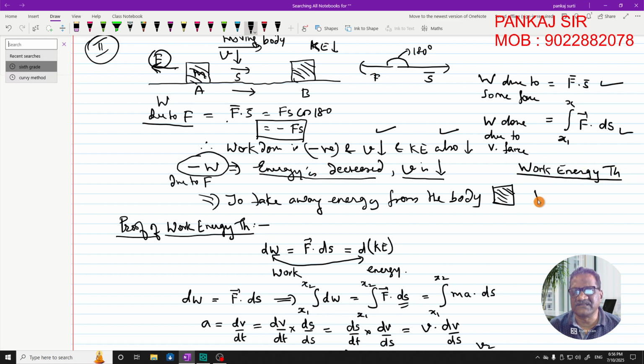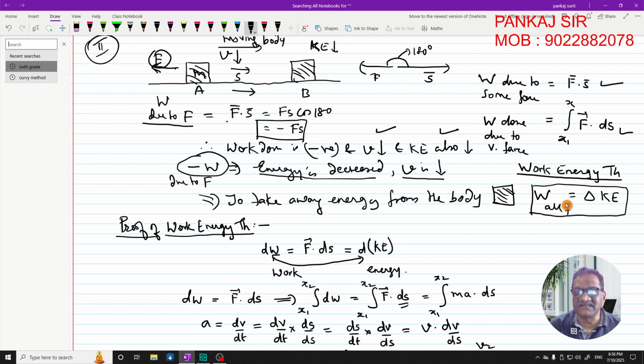The work energy theorem says that the work done due to all the forces is equal to the change in the kinetic energy. The change in the kinetic energy. So, if you want to find out the work done by all the forces on a body, even if you don't know the force, even if you don't know the displacement, but if you have the knowledge of any change in kinetic energy taking place, then we can still find out the work done by the forces on that body.